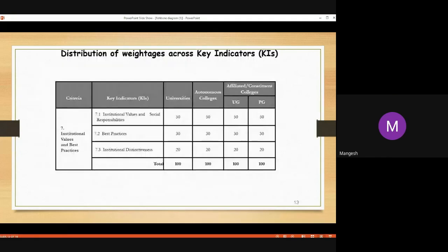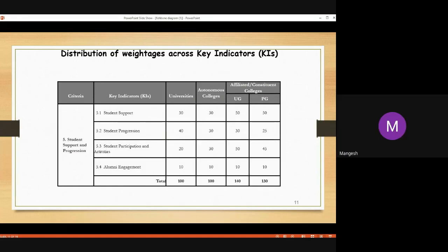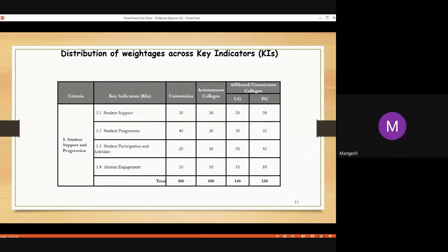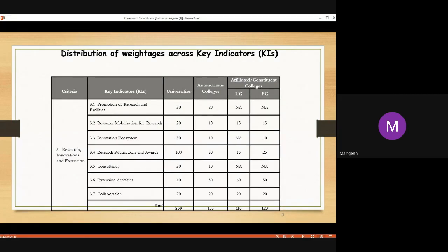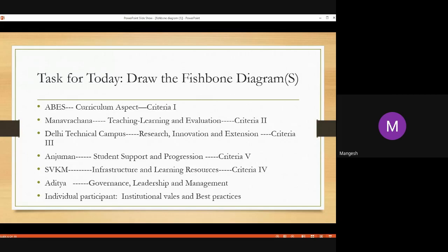Excuse me, sir. Sir, this is Mangesh Valpande from SVKM. Sir, can you show that task PPT one more time? The distribution to all the colleges. Sir, previous slide. Previous slide. Yes, sir. Criteria 4. You are from SVKM, isn't it? Yes, sir. Correct. So it is your criteria 4.